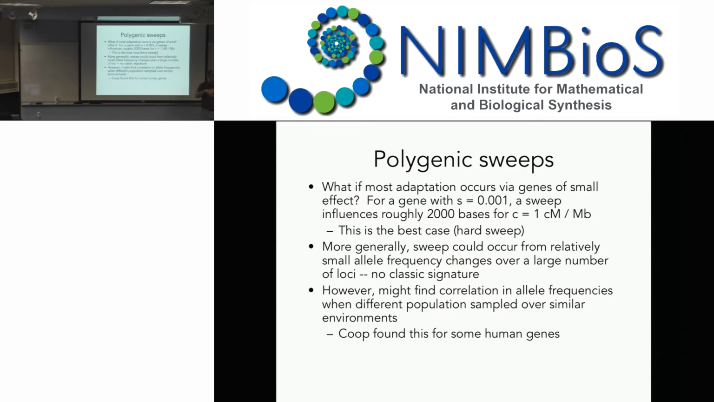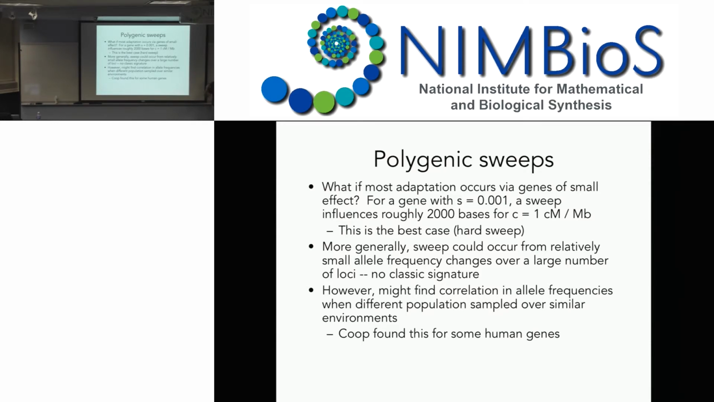But on any particular trait, the idea is the trait's determined by a large number of loci, each of which has a relatively small effect on the phenotype. That means that S on any given locus is tiny. We can actually work out, for example, if S is 0.1%, and you take a typical recombination rate of 1% per million bases, a sweep encompasses roughly 2,000 bases. So you get a depressed region around 2,000 bases.